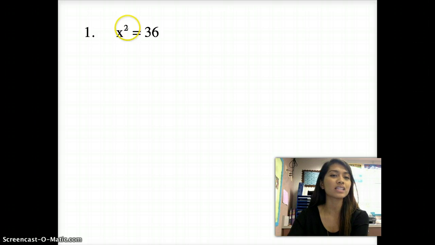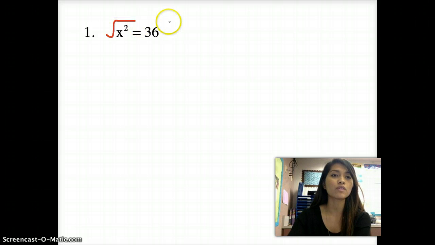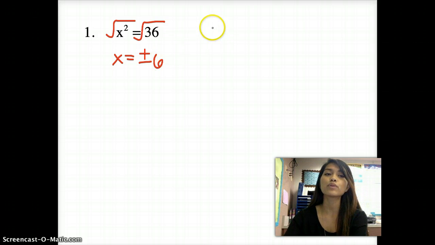So in order to isolate that, I'm going to do the inverse of square, which is going to be the square root. So I'm going to go ahead and take the square root of both sides, which is going to leave me with x equals, well, the square root of 36 is going to be a positive and a negative 6. Now let me prove to you why I included a negative 6.